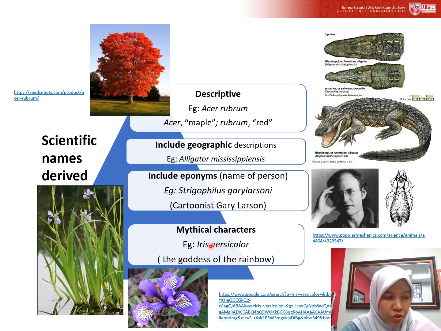And many scientific names are derived from mythical characters. For example, this beautiful iris flower is named Iris versicolor. So Iris versicolor is referring to the goddess of the rainbow.